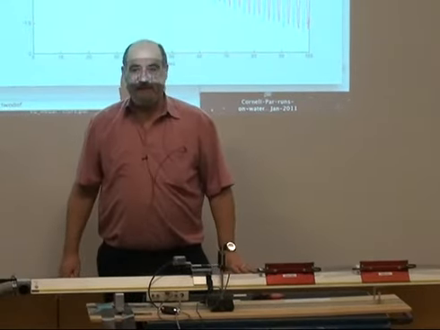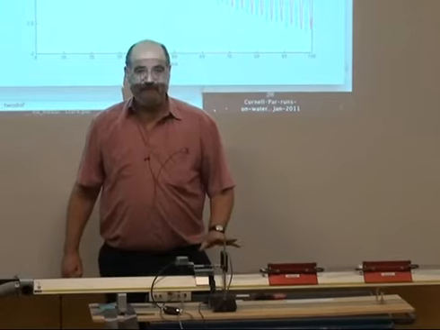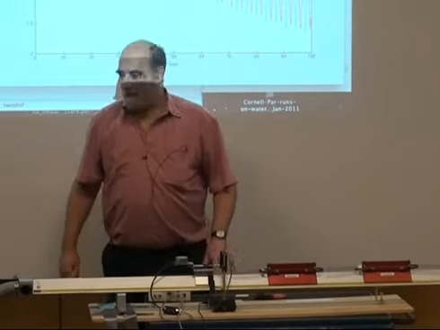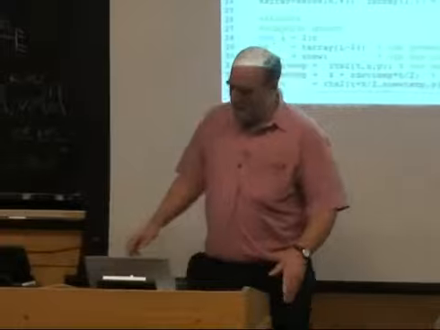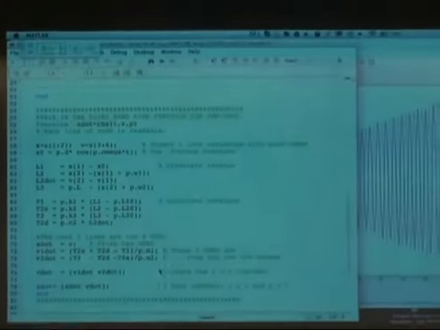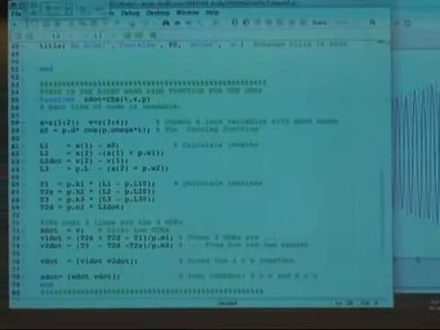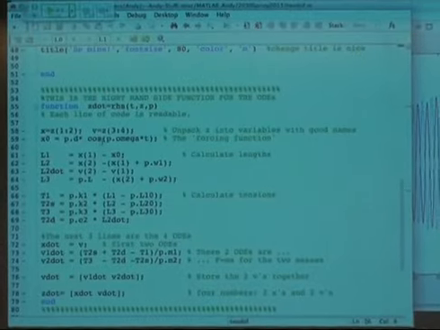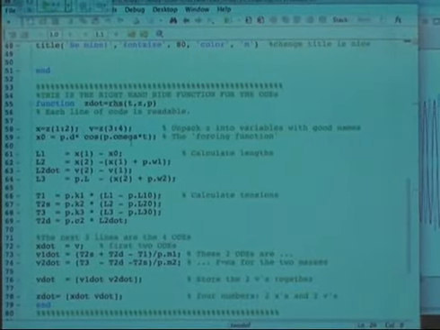Okay, any questions about this demo or anything so far? Okay, now moving along here. Remember in this code, we had to write the differential equations. And here are the differential equations. I cleaned it up a little bit from last time to make it easier to read. Let me just review the differential equations.